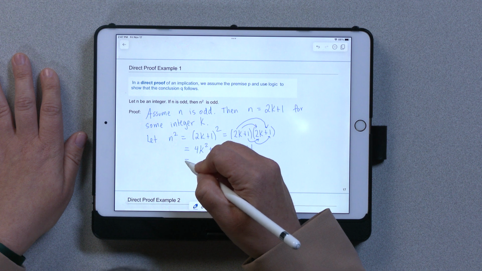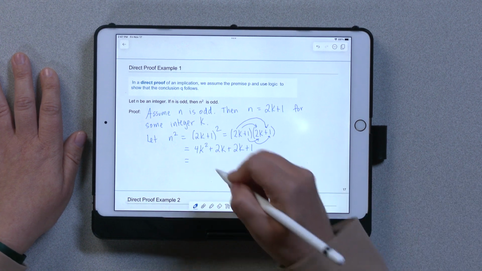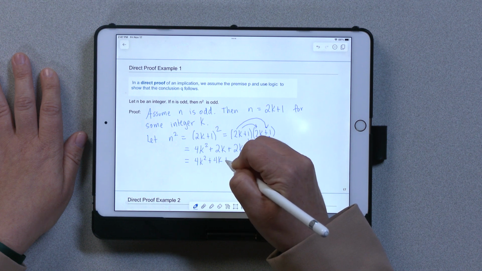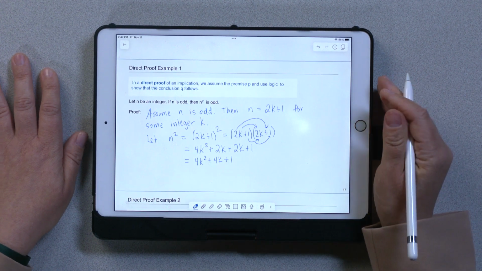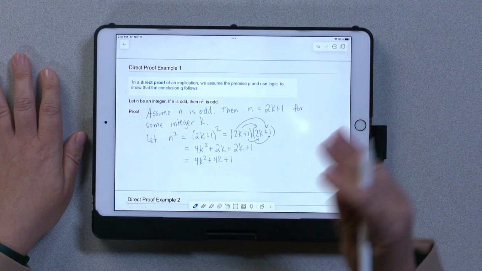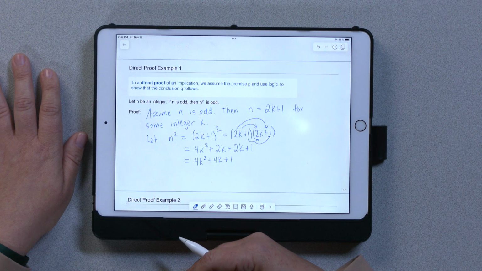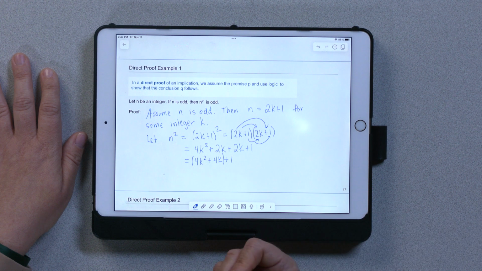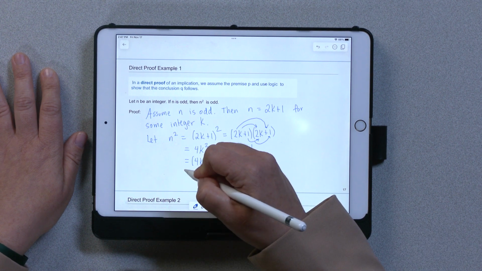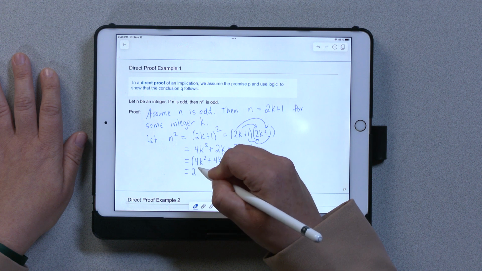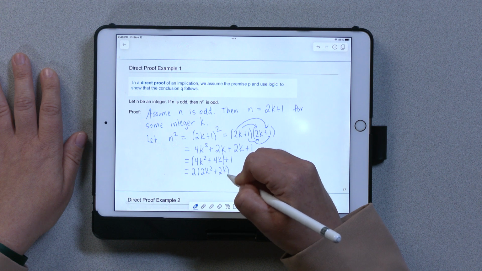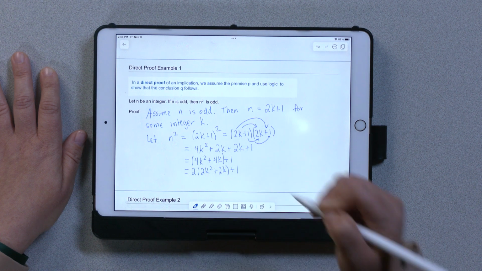And now, how can we actually show that this is odd? First, let's simplify this. So we will get 4k squared plus 4k plus 1. In order to show that it's odd, we have to show that it's in the form of 2 times some integer plus 1. What we can do is we can use this first term, this 4k squared plus 4k term, and see if we can factor out a 2. Well, they both start with 4, so we can. So we're going to get 2 times 2k squared plus 2k. And then we have the 1.